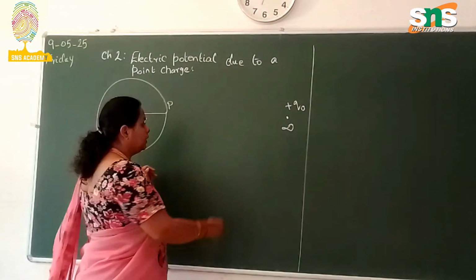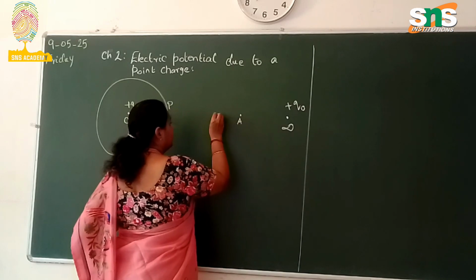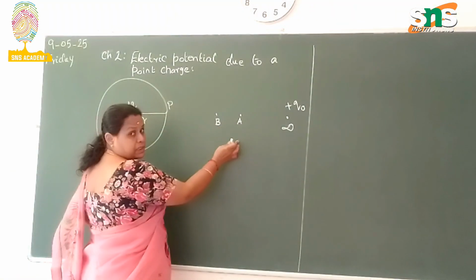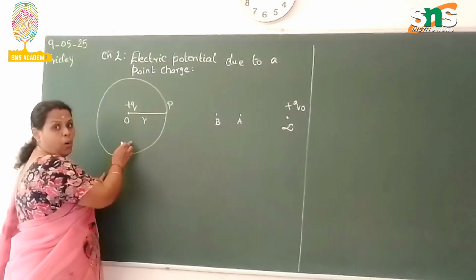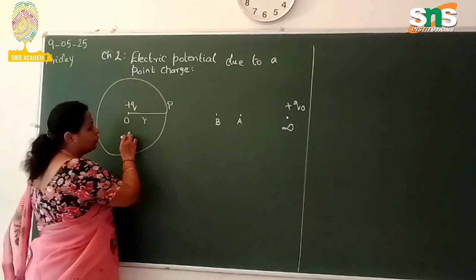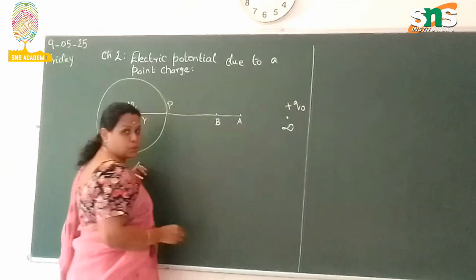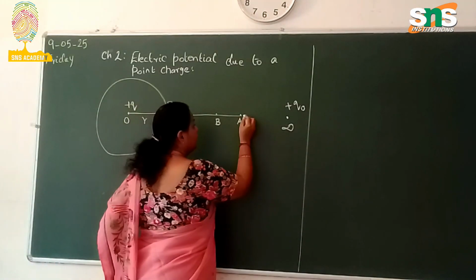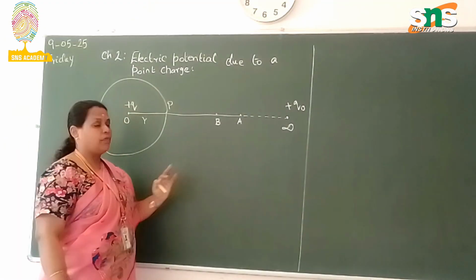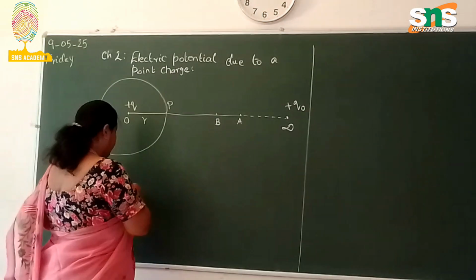Here I am going to consider two more points named A and B. The distance between this point A and the center O is x. So I am connecting these two points. Since it's infinity, a far off place, I am drawing that through straight lines. So as I told, the distance between the center O and A is x.